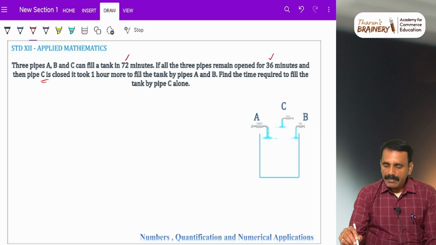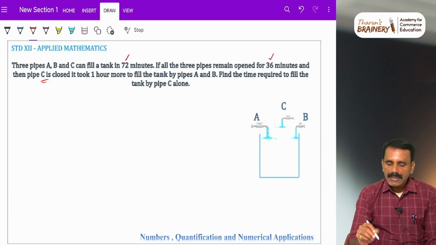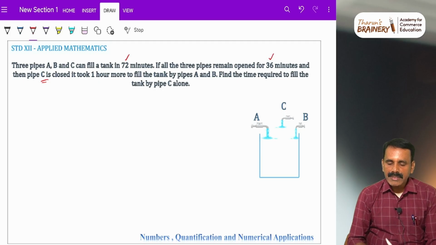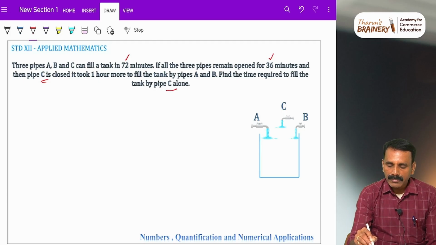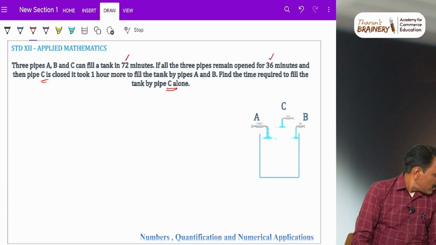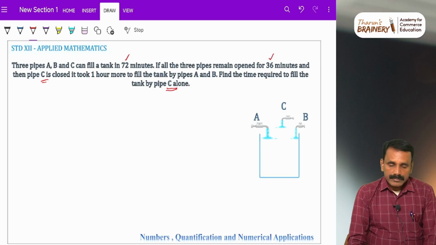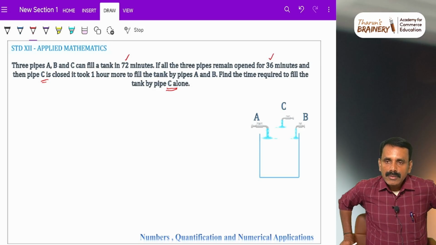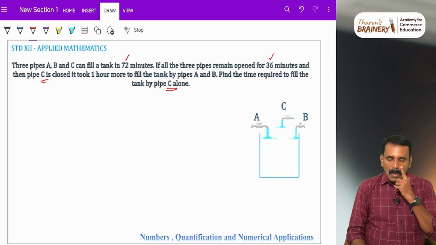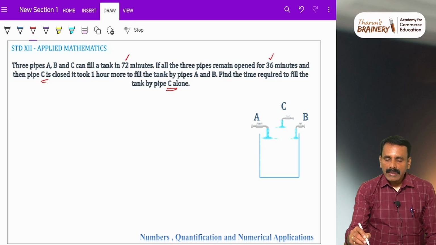If you use pipe A and pipe B, it takes 1 hour more to fill the tank. Find the time required to fill the tank by pipe C alone. Here we are going to find the time taken by pipe C to fill the tank alone. So we have to analyze the question first. Here we are going to concentrate only on the time taken by pipe C to fill the tank.